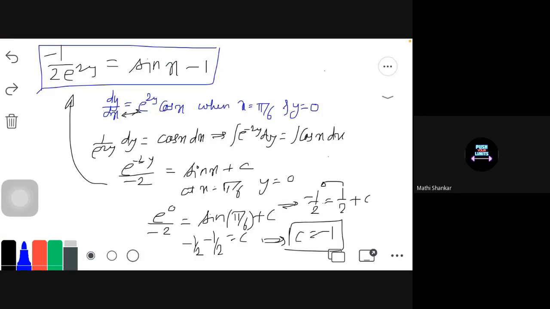This type is very simple. Dx will go with x, dy will go with y. Once you've got dx with x and dy with y, what we'll do is we'll do integration.